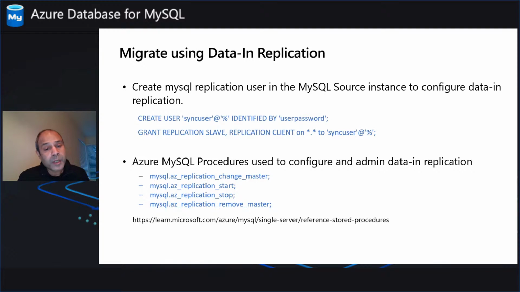So for this demo, we are assuming that initial seeding has taken place using MyDumper MyLoader, and you have the bin log position from the MyDumper MyLoader. But in this case, I will use show master to get the bin log file and bin log position, and then set up the replication.